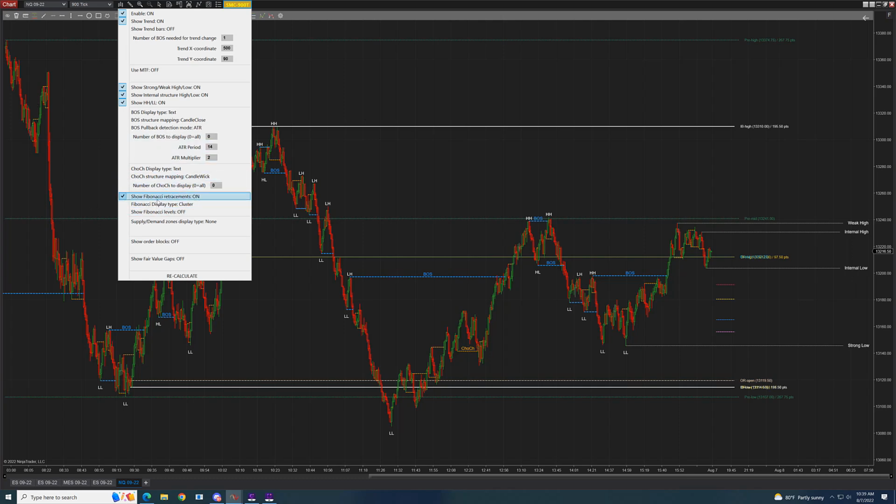This we just talked about. Do I want fibs on or off? I can just turn them off if I prefer to draw them, or do you want to see the numbers? We just looked at that. Now, new features here.